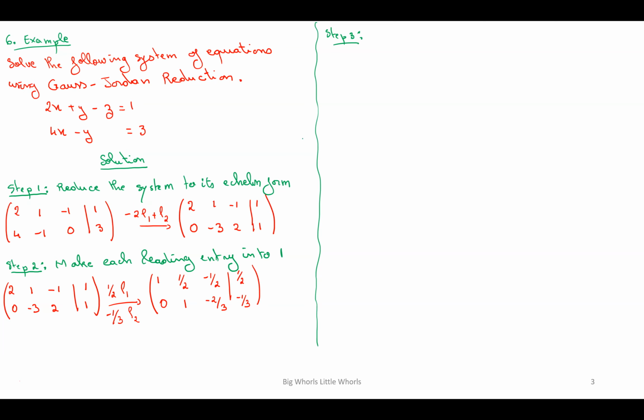Okay, so let me write it down first. Use each leading entry to eliminate all the other entries in each column by combining upward.